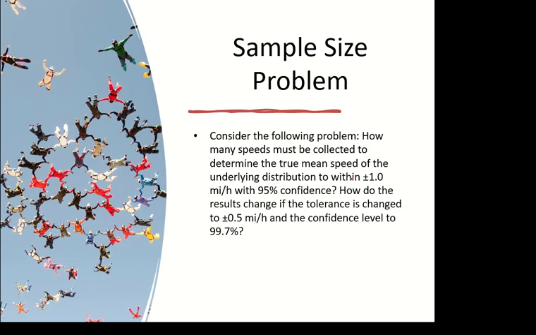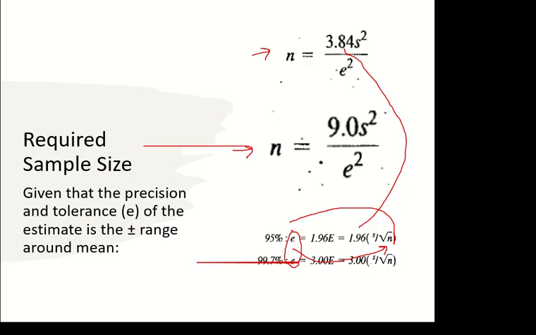This is my plus minus, and how much is my confidence level? 95%. And how will the number of samples change if you change the error to plus minus 0.5 and the confidence level to 99.7%? They are asking us to use both these equations, this for 95%, this for 99.7%.